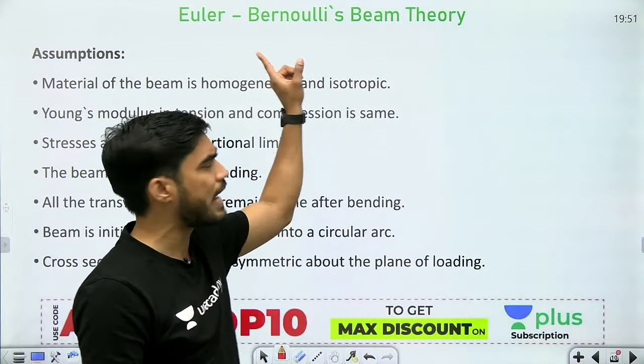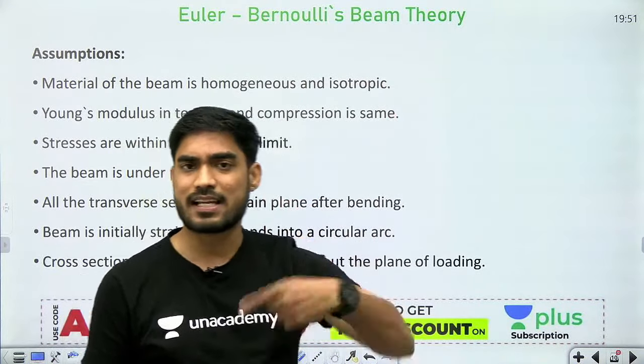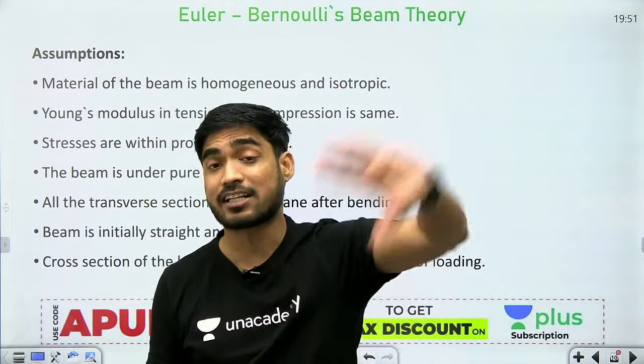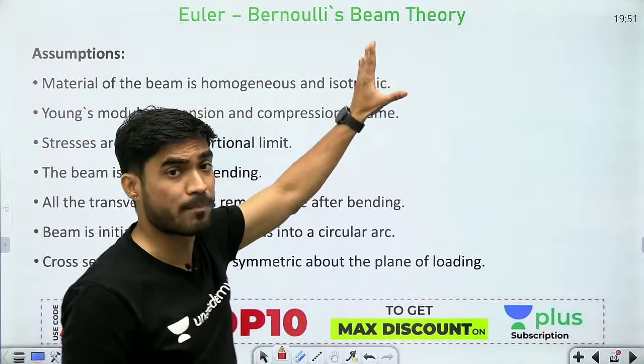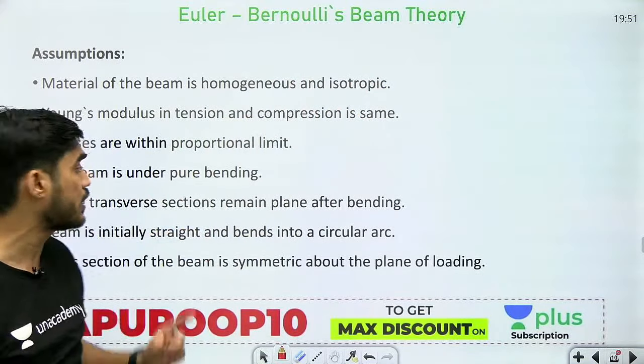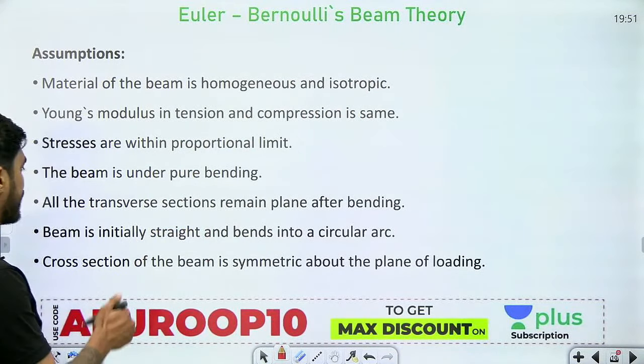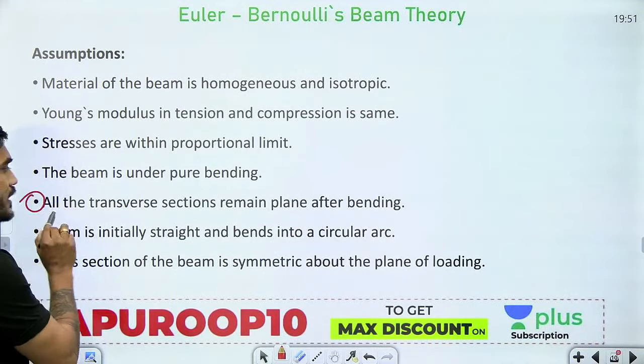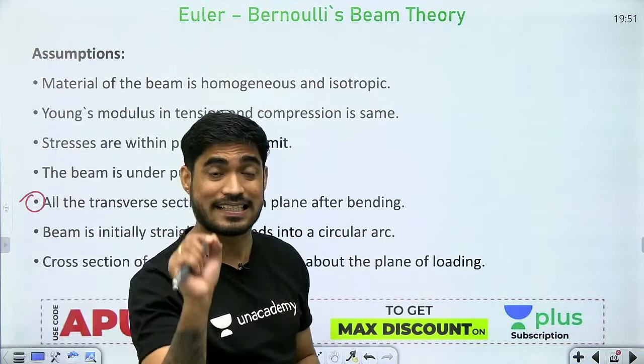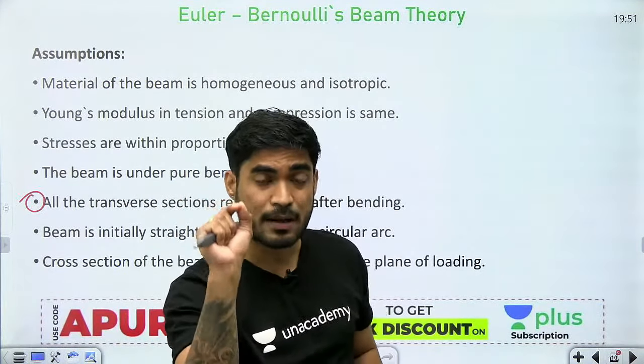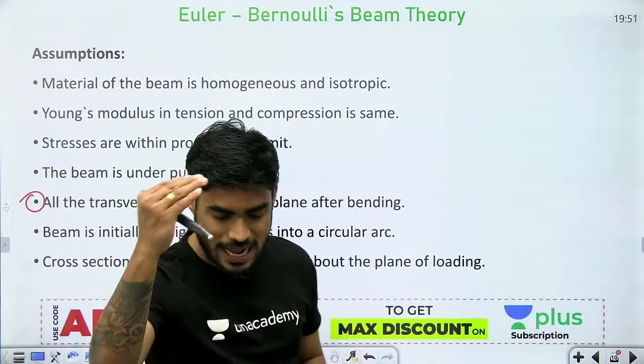In our syllabus we only have Euler-Bernoulli beam theory. There is another theory called Timoshenko beam theory. That theory is different. Euler-Bernoulli's beam theory is different. And why are they different? Because of this assumption: all the transverse sections remain plane after bending.